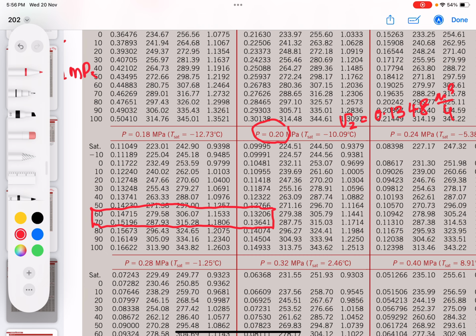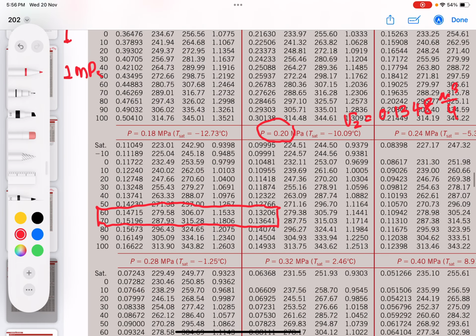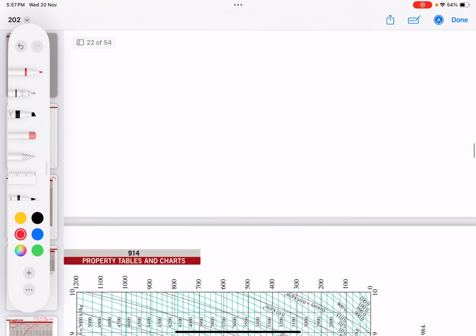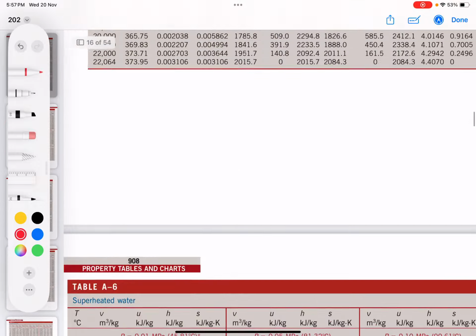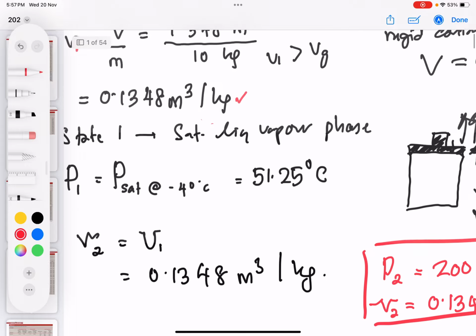See, because my specific volume was actually 0.1348, it should be located in between 0.1320 and 0.1364. Should be located somewhere around here, which is in between temperatures of 60 and 70 degrees Celsius. So what I have to do here, I have to record here. So I have to do the interpolation.